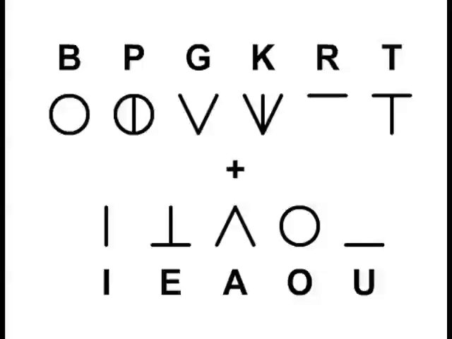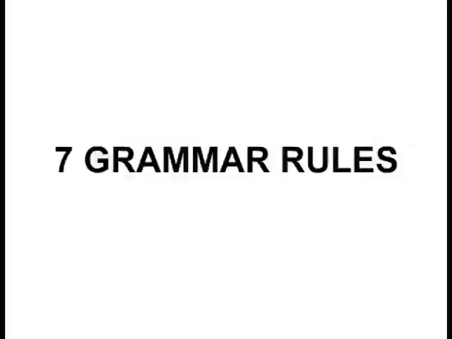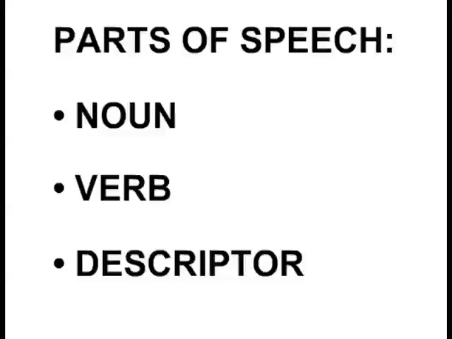Pegakibo has a very limited number of sounds. There are 6 consonants and 5 vowels. Pegakibo grammar is also uncomplicated. The following 7 rules summarize the grammar. Rule 1. Every word in the dictionary has exactly one of 3 parts of speech: noun, verb, or descriptor.